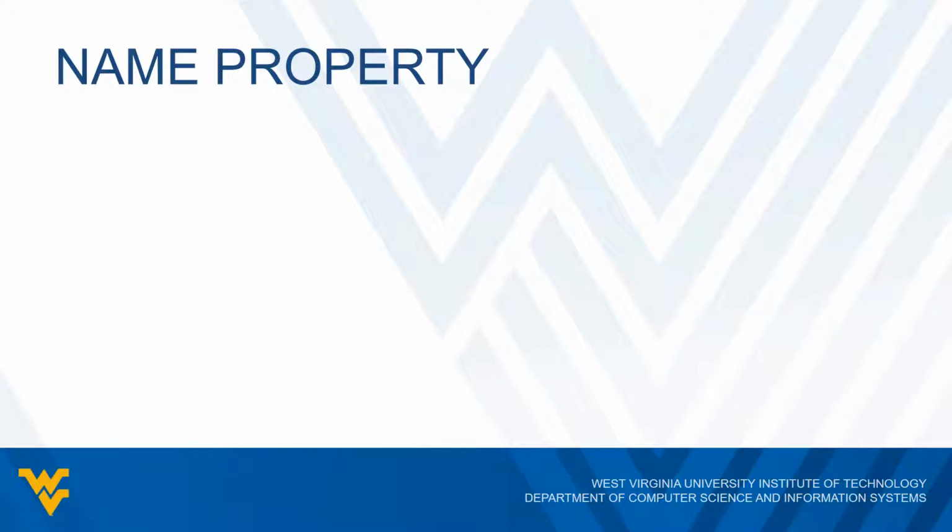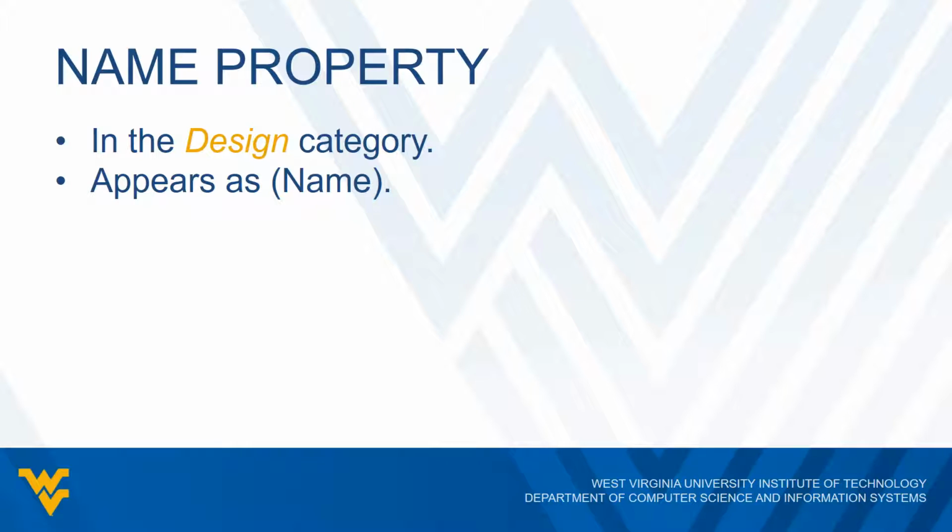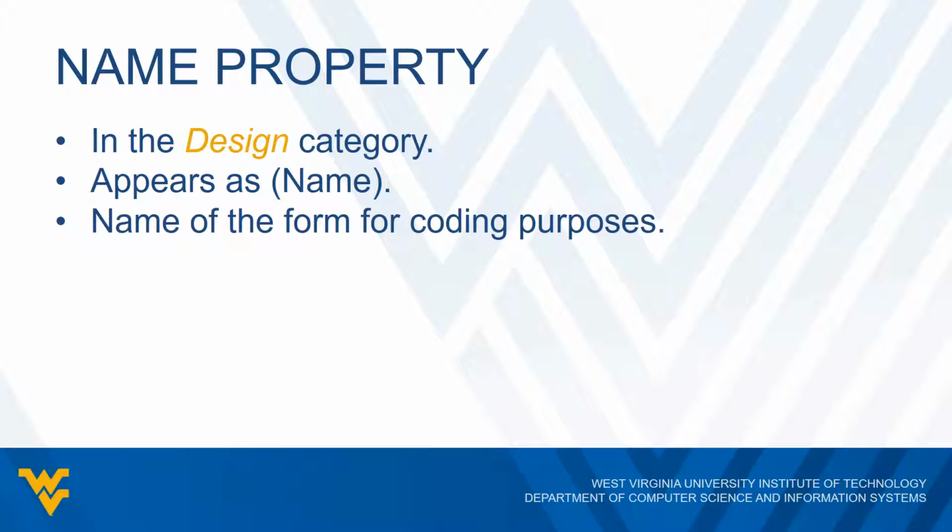The name property appears in the design category. As you see, there are several different categories, so different ways we can classify all the properties that are given to us. So if you look under the design category, you'll find the name property there. It appears as the word name. That's all it is. And this is just basically the name of the form. And this is primarily used for coding purposes. So whenever we're doing coding for the form, we might have something like the name of the form, a dot, and then some other field with it. You really don't use it for any other reason.